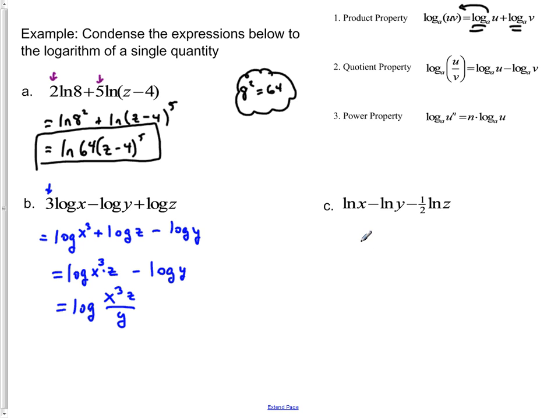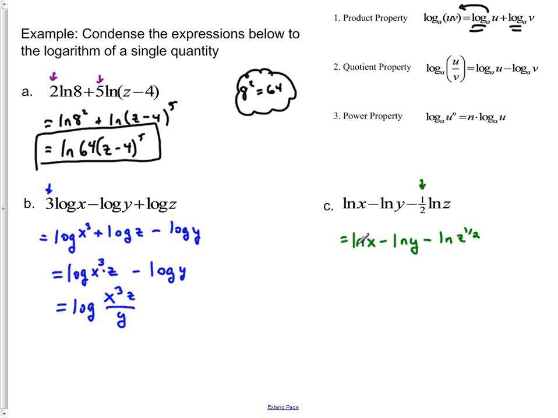All right, so let's do one last one. This time we're going to combine. We've got three things subtracted in a row. Oh my, what should we do? Well, of course, we have this multiplier down in front of the natural log of z. We should take care of that first. So let's rewrite that by getting rid of those exponents. We're going to take the natural log of x minus the natural log of y minus the natural log of z to the 1/2 power.